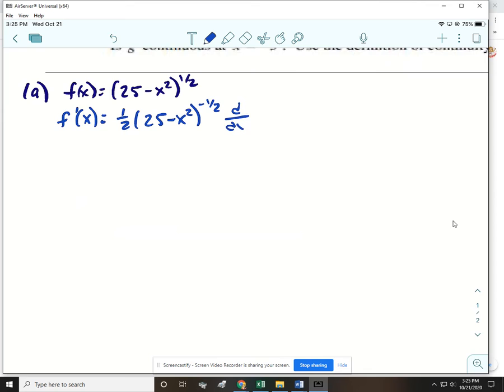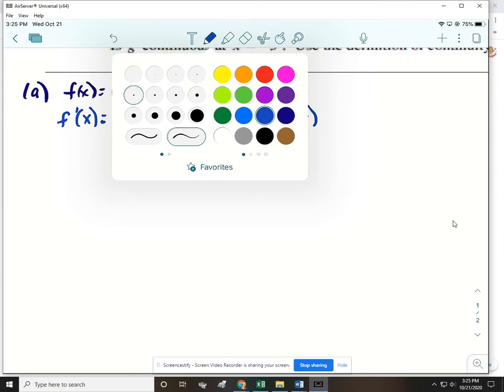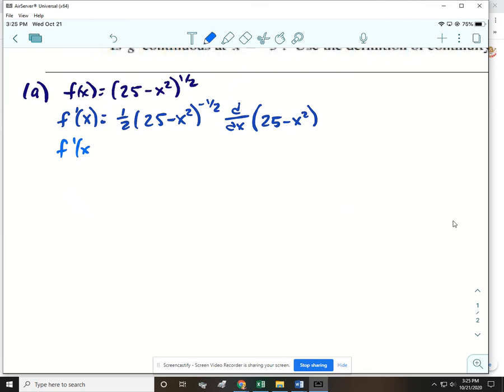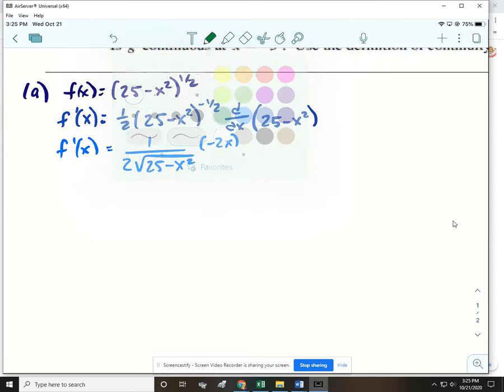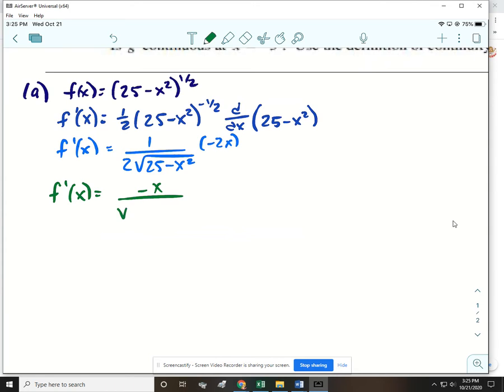All right, and because the inside being raised to 1/2 isn't just x, we will have to multiply by the derivative of the inside. So I'll just go ahead and write that in the denominator. And then that derivative is going to be negative 2x. And then finally, our answer is going to be negative x over the square root of 25 minus x squared.